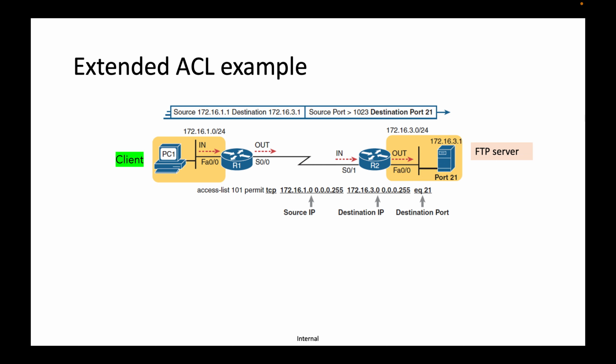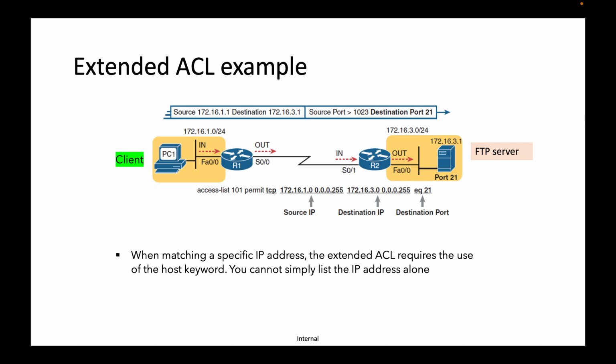So here you are matching a subnet, right? If you want to match a specific host, you can type in this access list. On the source side, you can type in host with the exact IP address. This will allow only that host.